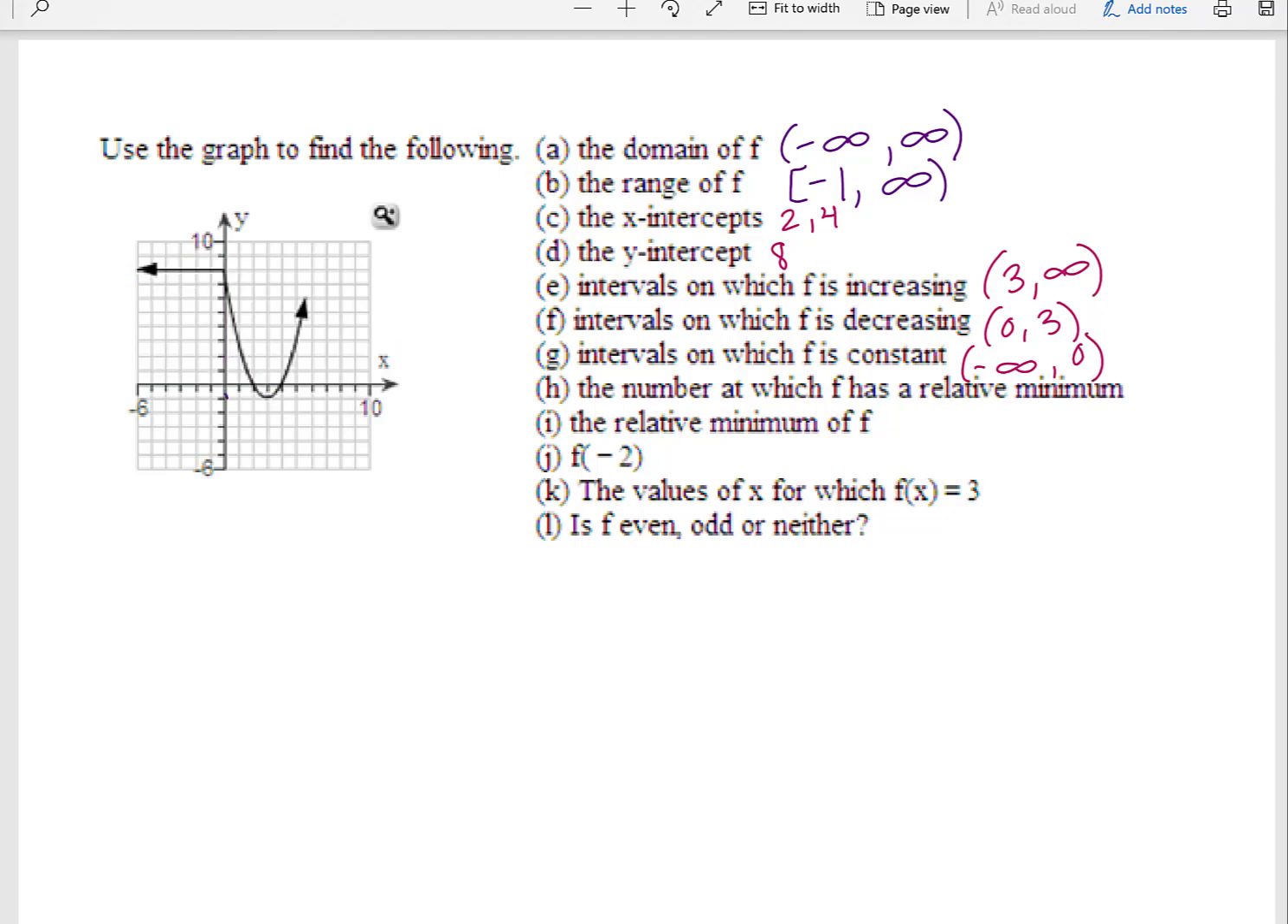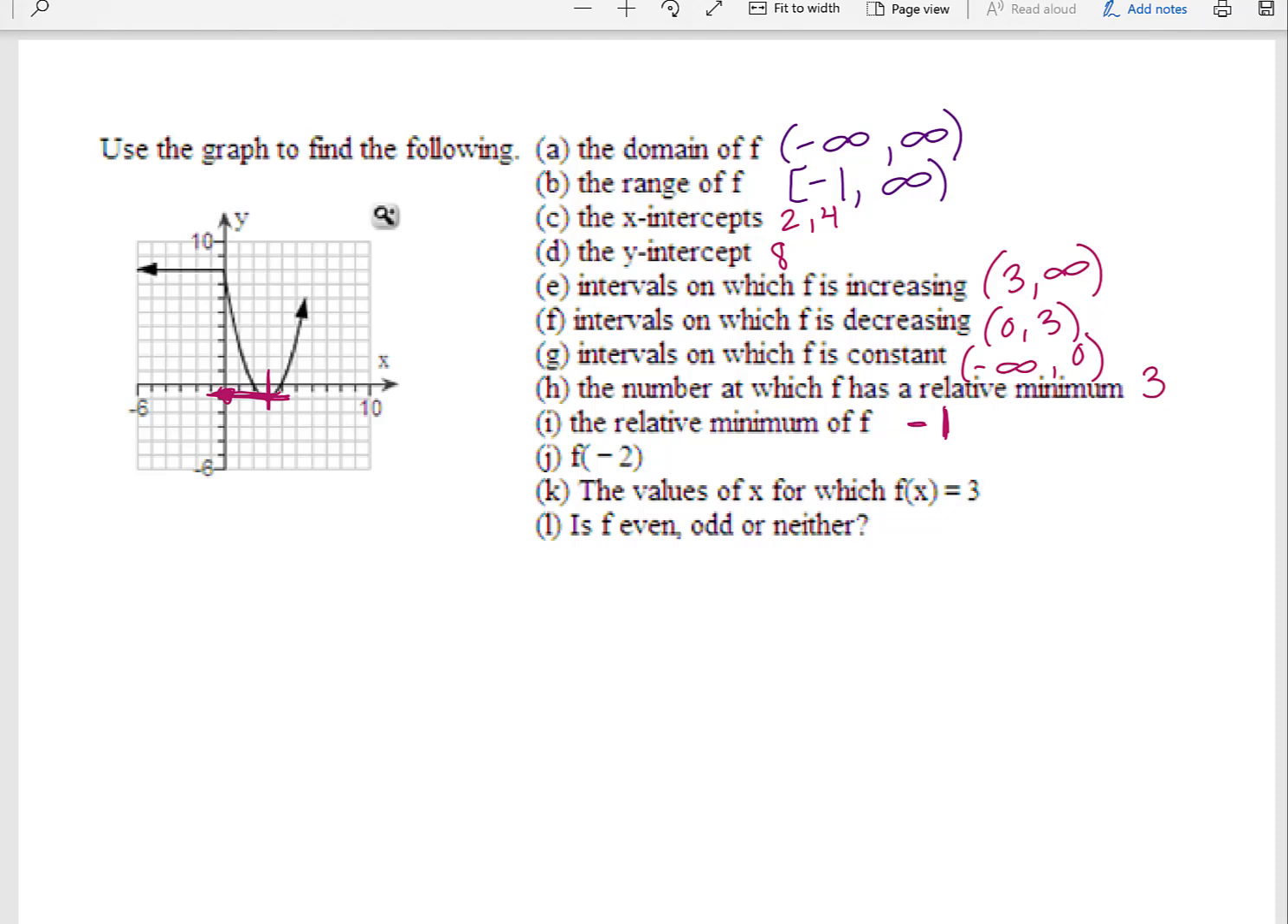And then it asks us the number at which f has a relative minimum. So it occurs at 3. And then it says, okay, well, what is the relative minimum? What is the lowest it goes? And that's at -1. So again, being able to switch your eyes from the x-axis to the y-axis.